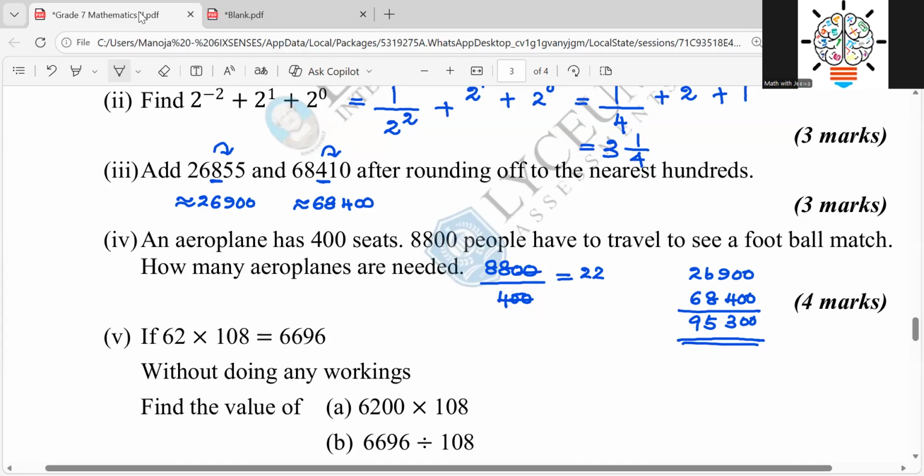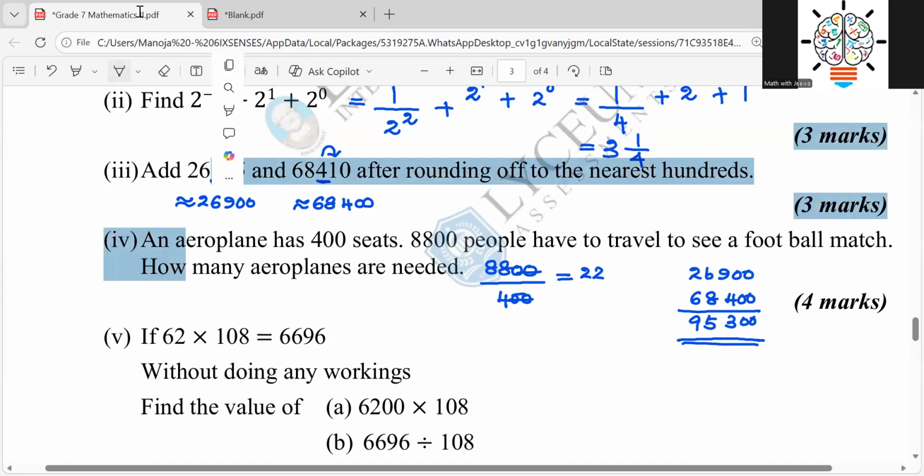But here they have not mentioned what they are going to do. They have just asked how many aeroplanes are needed. 22 aeroplanes are needed to send 8,800 people, because we can send only 400 people in one aeroplane, right? Then we will move to the next one.